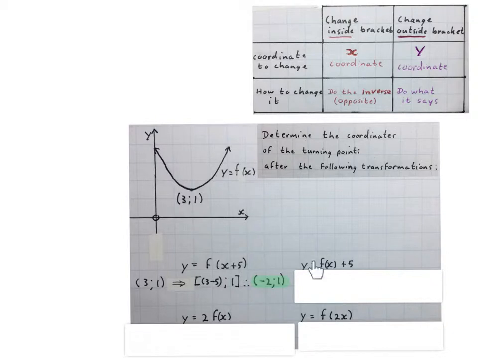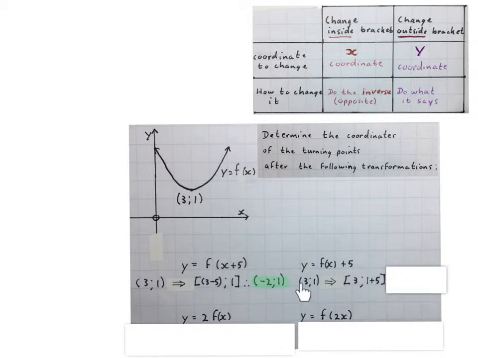The next one says we must work out y equals f of x, plus 5. The plus 5 is outside the bracket. Outside the bracket means it will influence the y value, and we will do what it says. We take our original coordinate (3, 1). We keep the x as 3, and we take the y value plus 5. Then the new coordinate will be x is 3 and y is 6.